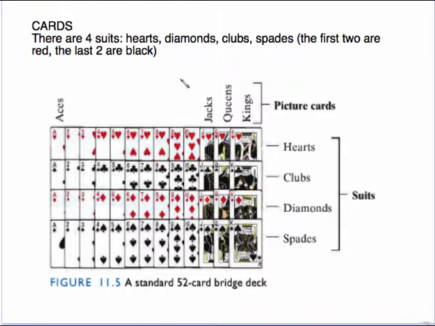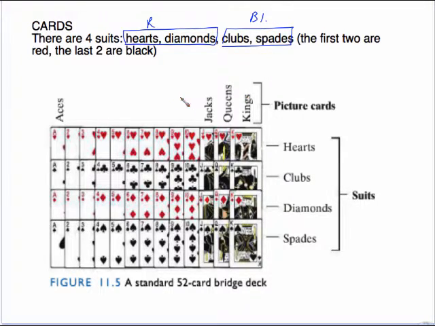Now we have to discuss cards, and you may not be familiar with what's in a deck of cards, and you need to be familiar to do this homework. So in a deck of cards, there are 4 suits: hearts, diamonds, clubs, and spades. These first 2 are your red cards. The next 2 are your black cards.